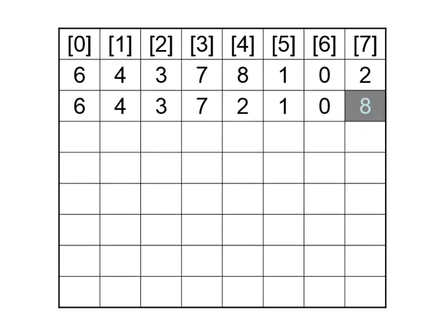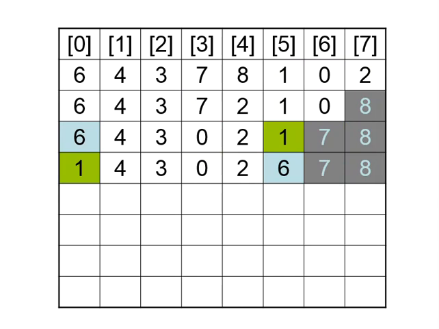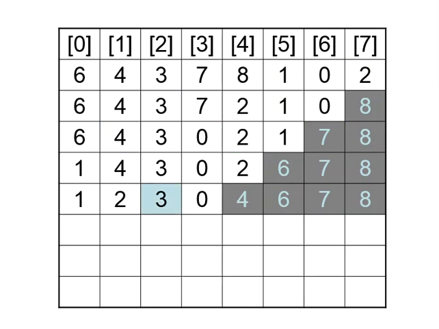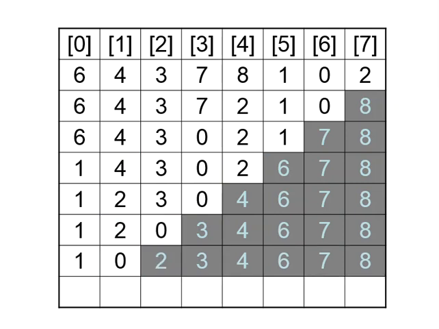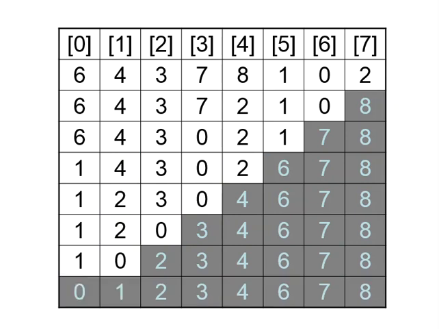Okay, now 8's in place, so we're going to find the next biggest thing, and that's 7. Then we're going to swap it into its location. Then we're going to find the next biggest thing, and the next biggest thing is 6, so we swap it with 1. The next biggest thing is 4. We swap it with 2. The next biggest thing is 3. The next biggest thing is a 2. The next biggest thing is a 1. And then it's in sorted order.